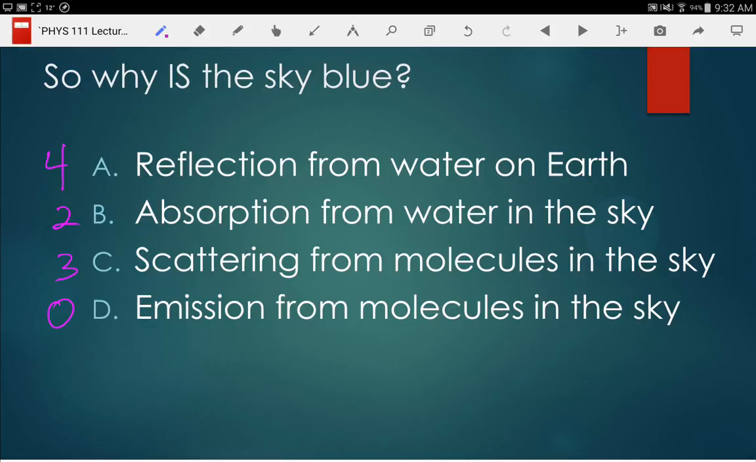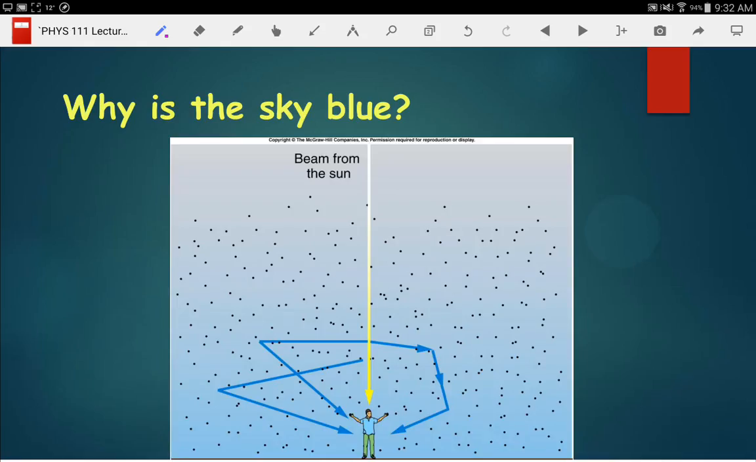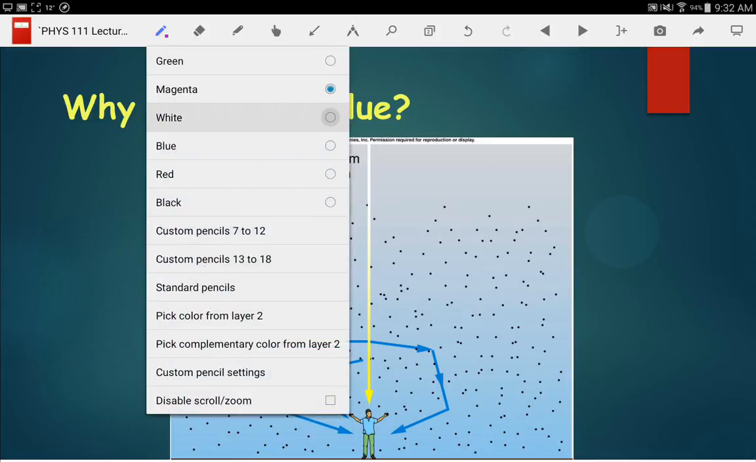A fairly good cross-section. I asked this question, of course, before we've gone over it because a lot of people have preconceived ideas of why the sky is blue that don't match reality. So here's the actual reason. It's because of what we call Rayleigh scattering, after Lord Rayleigh.